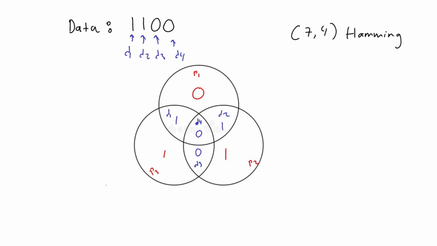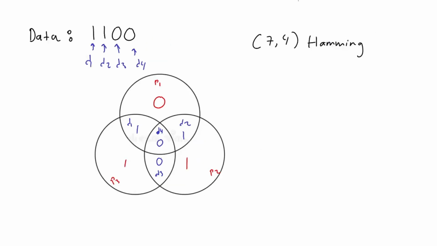Now let's move on to error correction. Let's say we were to have an error. Let's erase one of these data bits that we have here. Let's get rid of D3 in this case, and let's say instead of a 0 there, we were to put a value of 1.